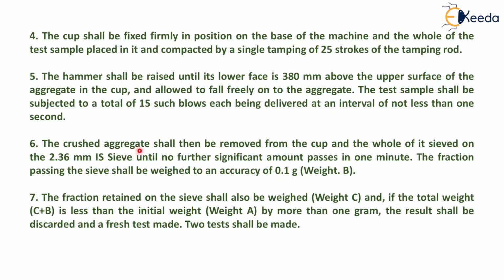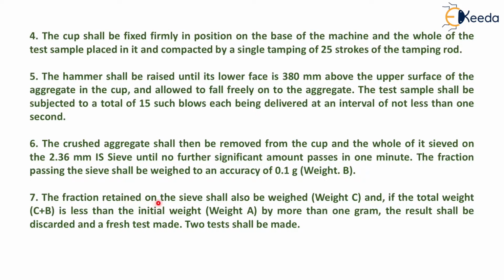The crushed aggregate shall be removed from the cup and the whole of it sieved on the 2.36 mm IS sieve until no further significant amount passes in 1 minute. The fraction passing the sieve shall be weighed to an accuracy of 0.1 gram, let it be capital B.